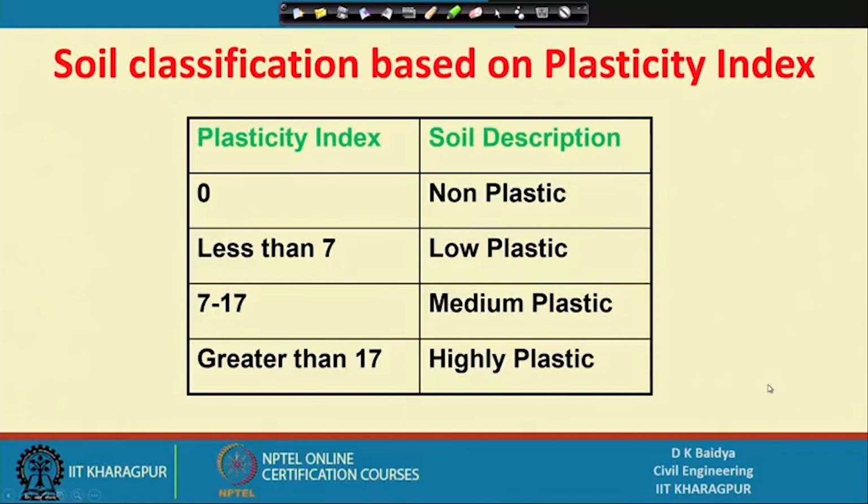And you can see the soil classification based on plasticity index. When plasticity index IP is 0, then the soil description is non-plastic. That means the soil may not have a liquid limit. If it is sand and I try to do a liquid limit test, you will not get one. So, that is actually non-plastic soil.